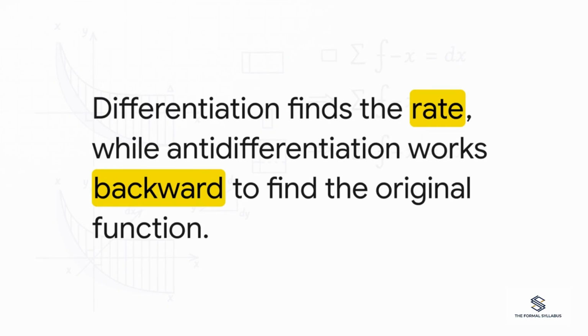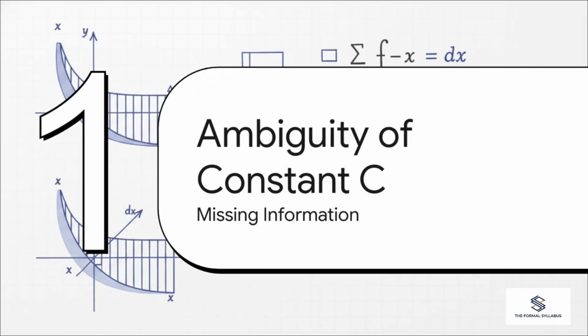If differentiation breaks a physical process down to see how fast it's changing at any given millisecond, anti-differentiation accumulates all those tiny instantaneous changes to figure out exactly where the whole process started. But, as you might have guessed, working backward does introduce a slight complication. Which brings us to part 2, the ambiguity of constant C and dealing with missing information.